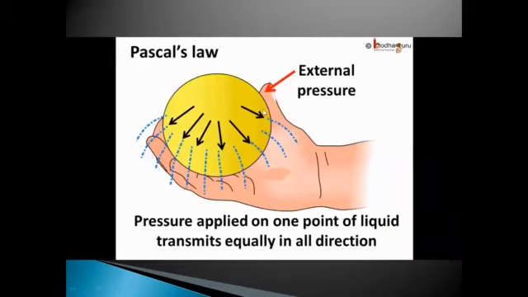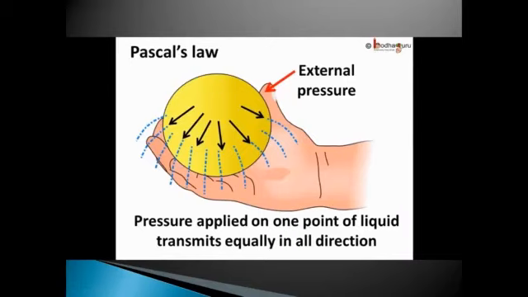See here, this is an enclosed incompressible fluid. It is transmitted equally and undiminished in all directions throughout the fluid. Throughout the fluid, with the same pressure, the liquid is coming out. So this is nothing but Pascal's law. When you apply external force, the liquid from this container comes out with the same pressure. This is nothing but Pascal's law. Pressure applied on a point of liquid transmits equally in all directions. Even if you apply pressure at one point, with the equal pressure the liquid comes out.